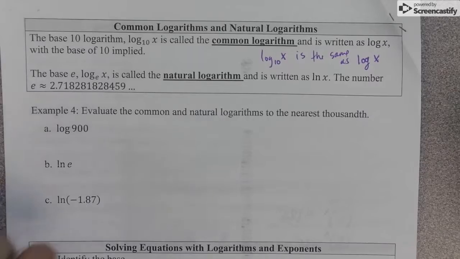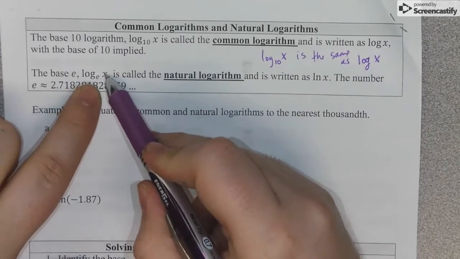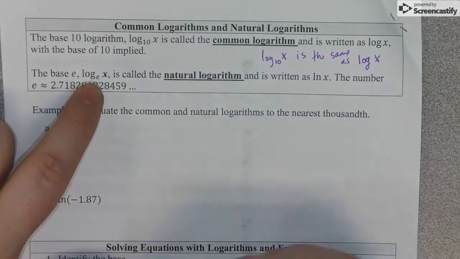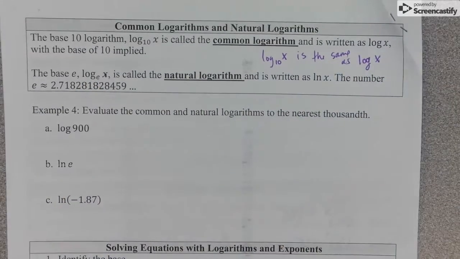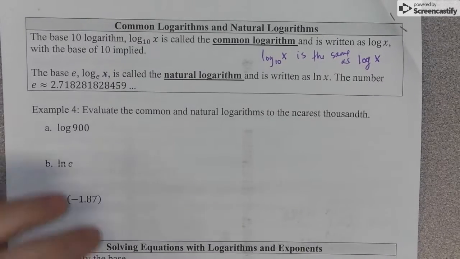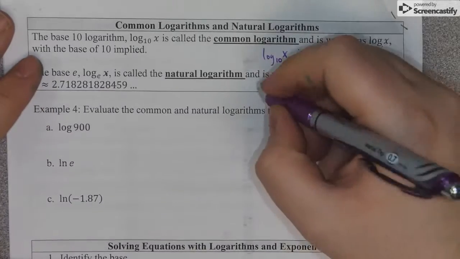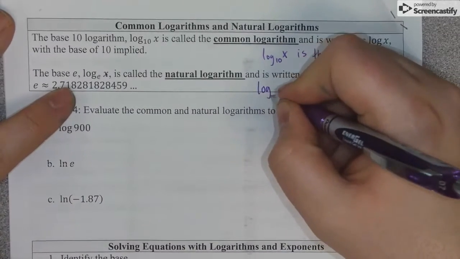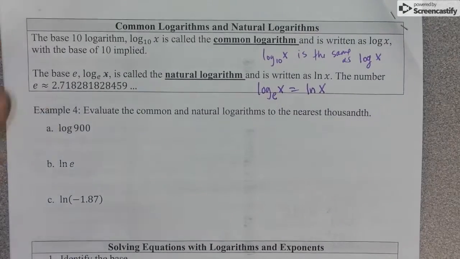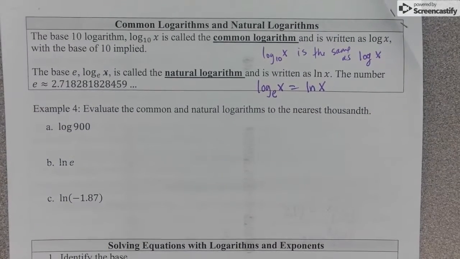Similarly, the base e, log base e of x, is called the natural logarithm, and we give it a special notation, ln of x, which means the natural logarithm of x. The number e, just recall, is 2.718 and so on. So what this second part says is log base e of x is ln x. So it's the natural log of x.